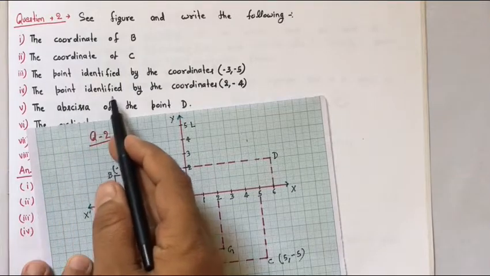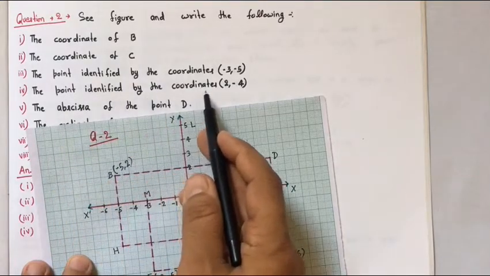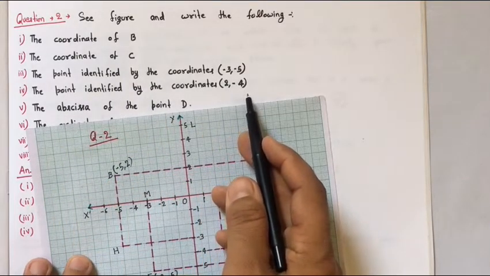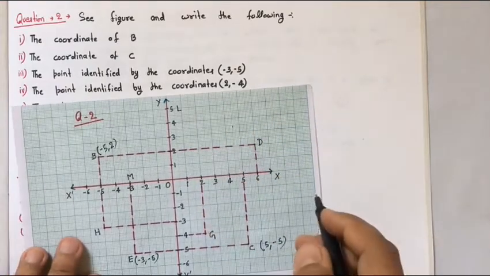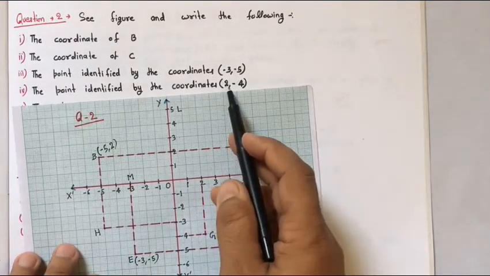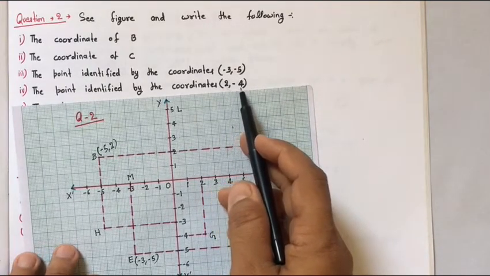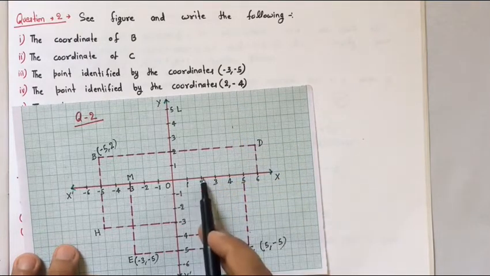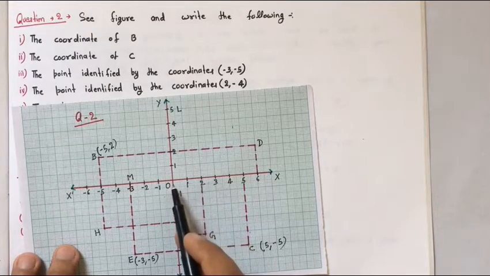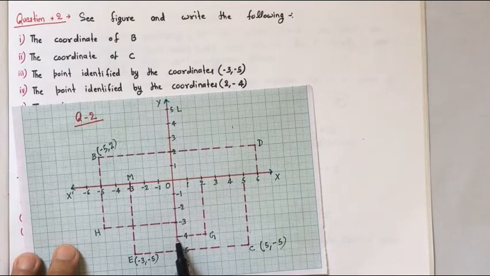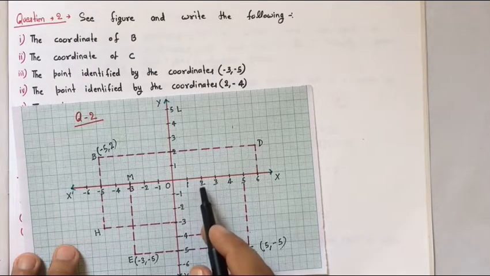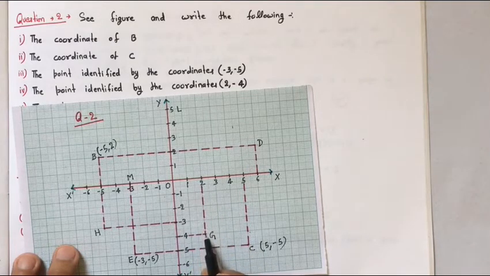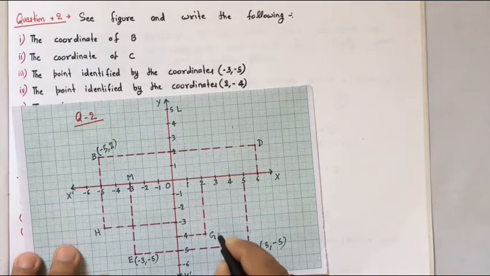The point identified by the coordinate 2, -4. 2, -4 means on the x axis 2 and on the y axis -4. On the x axis 2 is this. Okay, and on the y axis -4 is where? This is -4. When we produce both perpendicularly, then both meet at the point G.